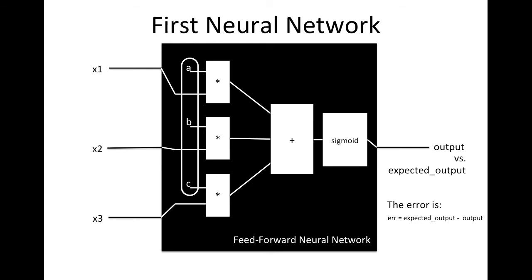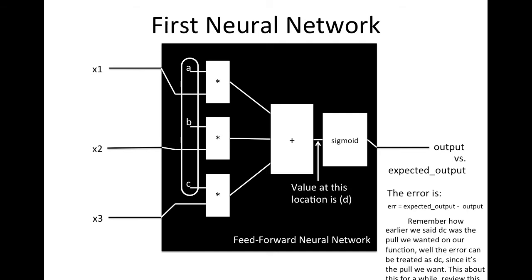Our error is going to be the expected output minus our actual output we're getting from our net that's not trained yet. So how do we train this thing? Well, we use backpropagation.